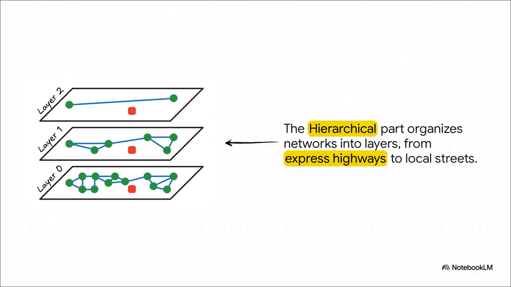And that brings us to the final and honestly the most clever part of the puzzle, hierarchical. See, instead of having just one flat map, HNSW builds this multi-layered structure, exactly like a skyscraper. You can think of the top floors as being the express highways for really fast, long-distance travel, and the bottom floors as the local streets for finding the exact address.